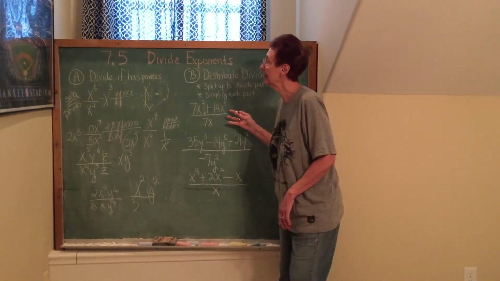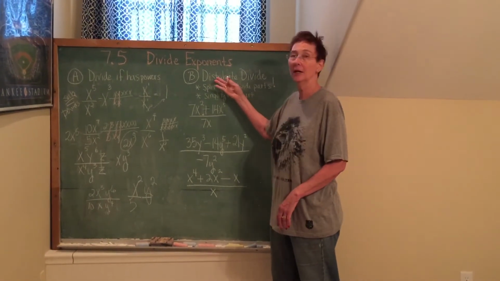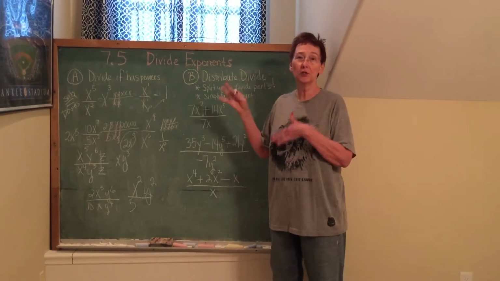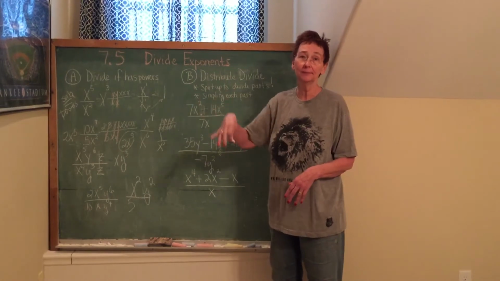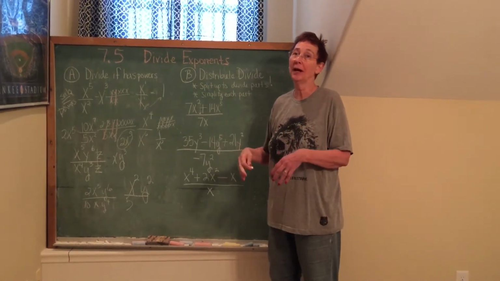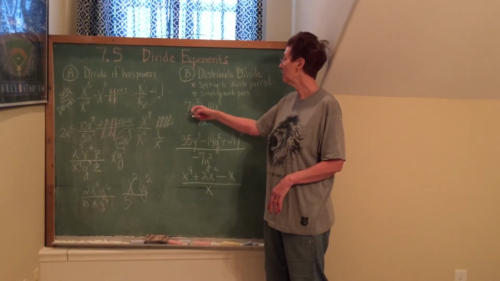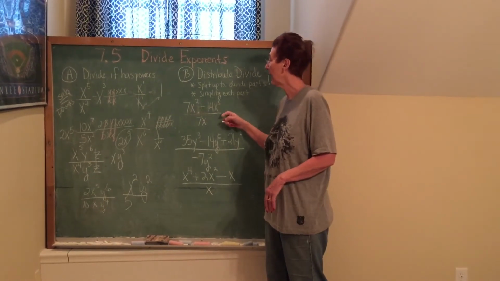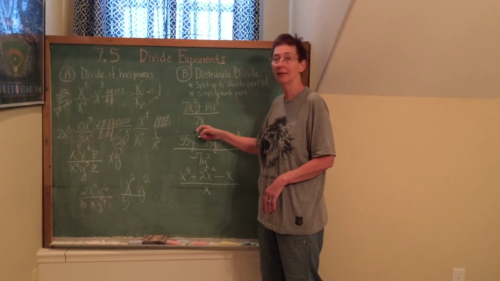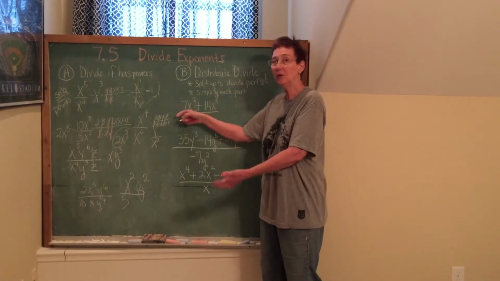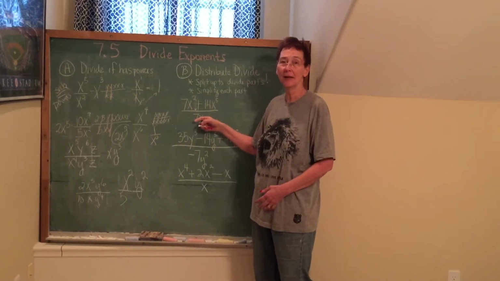The second thing that's in the 7.5 is the idea of distribute, divide. Previously, we've only distributed by multiplying. Now we're going to distribute by dividing. And they'll look like this. There'll be 7x squared plus 14x to the fifth, and all of it is divided by 7x. Not just one of them, but both of these need to be divided by 7x.